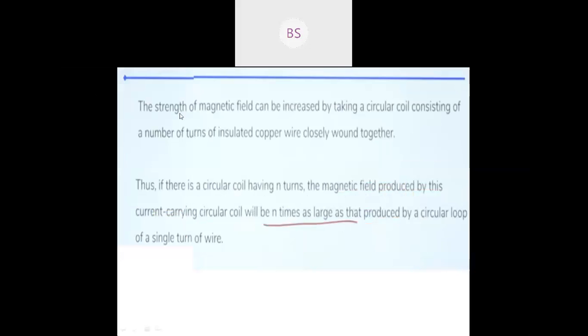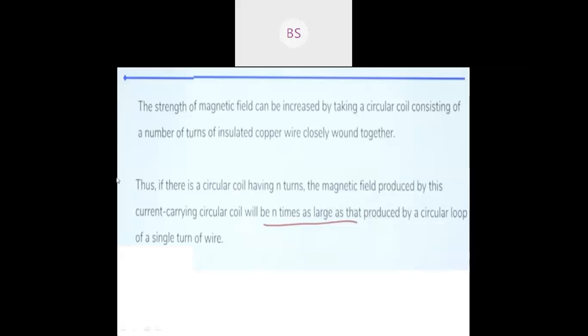The strength of magnetic field can be increased by taking a circular coil consisting of a number of turns of insulated copper wire closely wound together. This also I have already mentioned. If you take a circular coil and wind it more, like I gave the example of a heater, but you have to wind it very closely. Maybe you have played with a wire too. If you take many turns of that wire, what happens? The magnetic field also increases if you take many turns of coil.